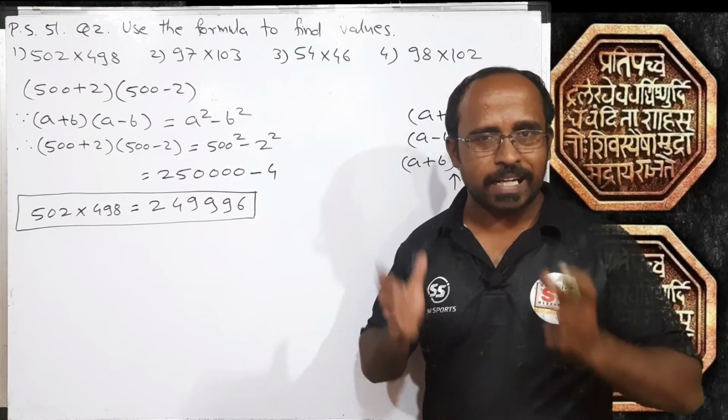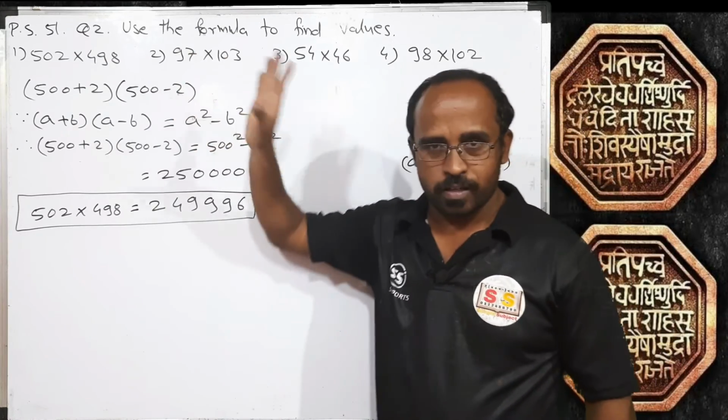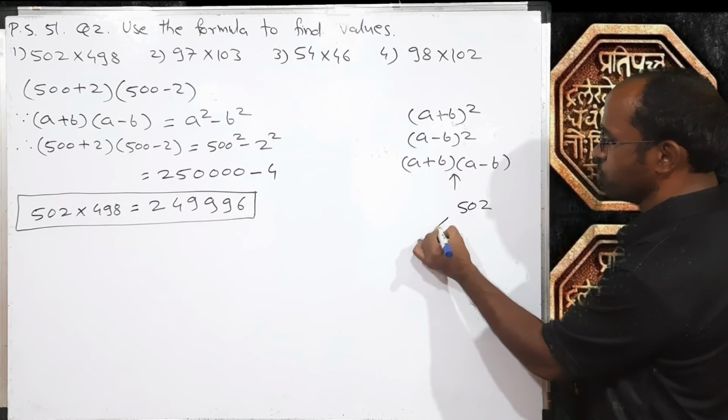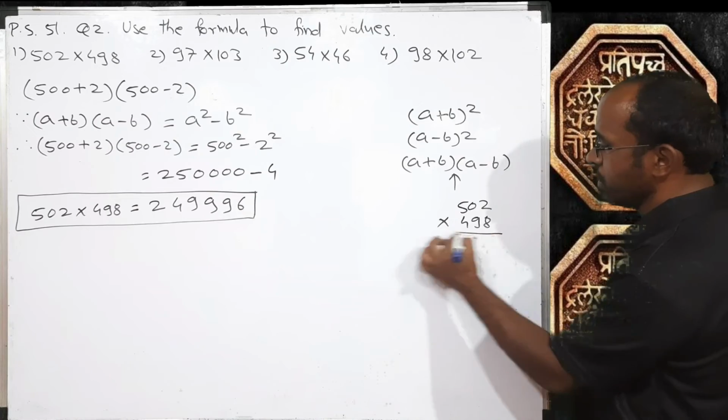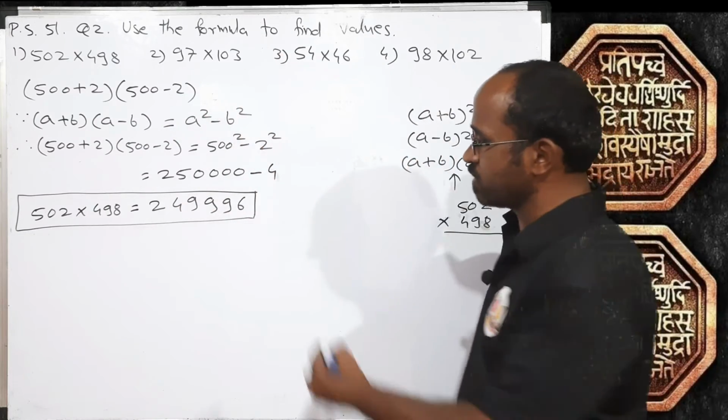I hope, students, at least here I am able to convince you that using the formula is easier than traditional multiplication like 502 multiplied by 498. Okay, so let us clear it with next example.